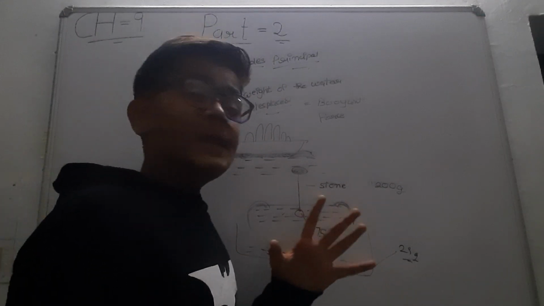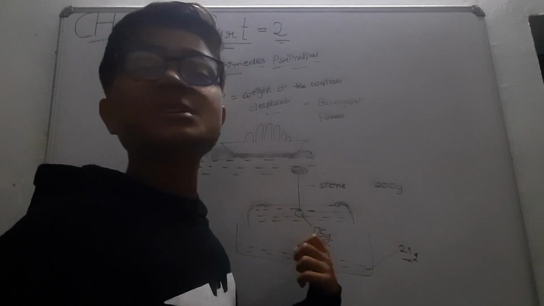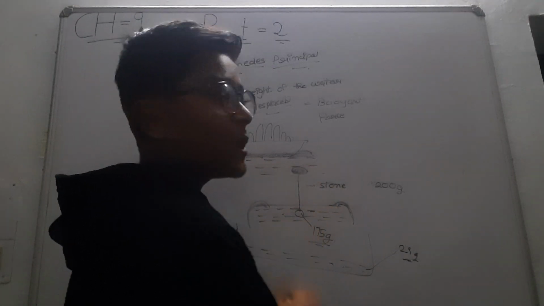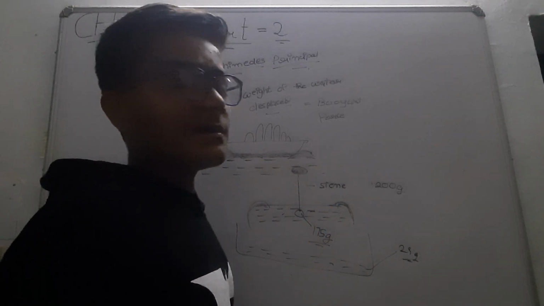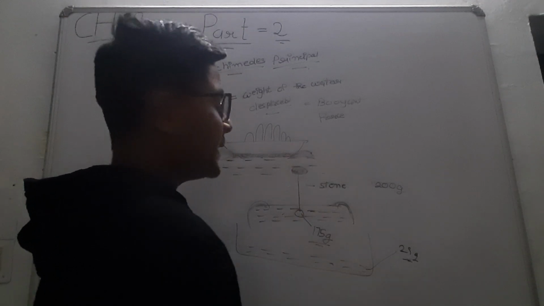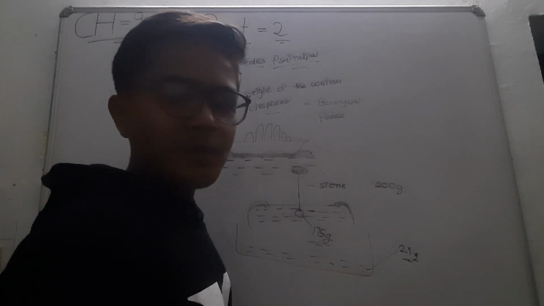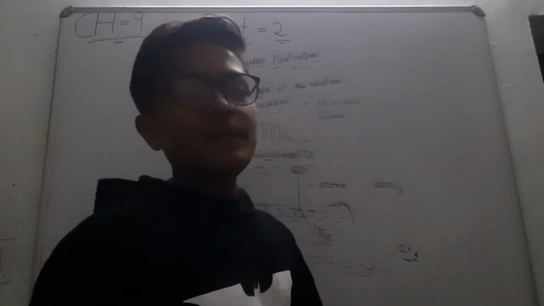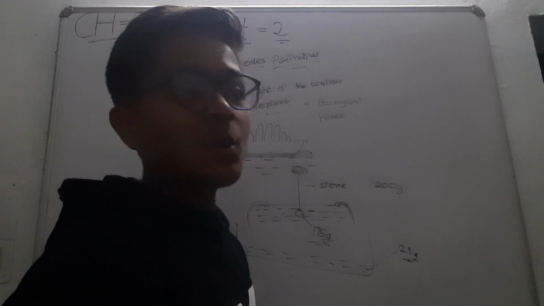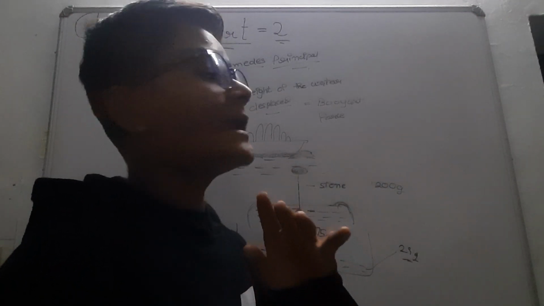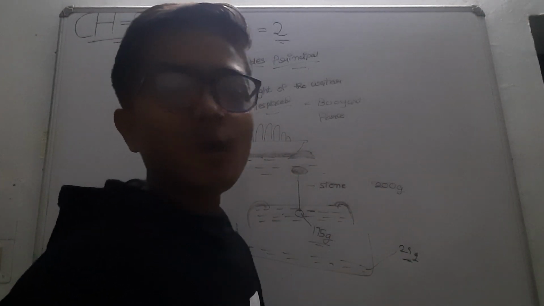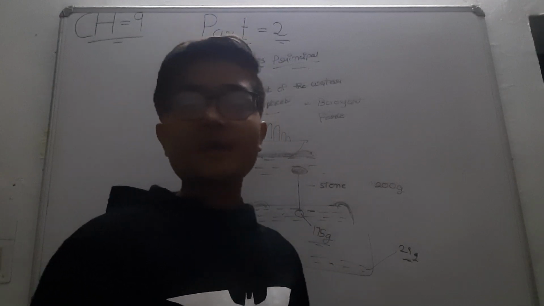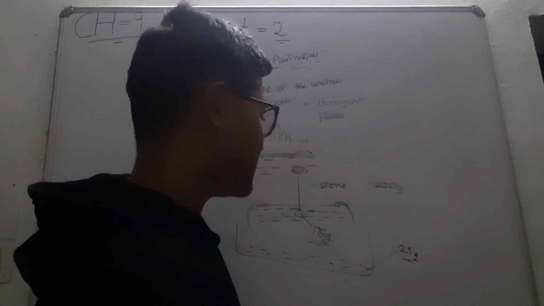It means 25 gram of buoyant force is acting on this stone, but the weight of the stone is more than the buoyant force, so it sinks into the water. So basically you have to remember that Archimedes principle is equal to the weight of the water displaced by an object. The weight of displaced water by an object is known as Archimedes principle.